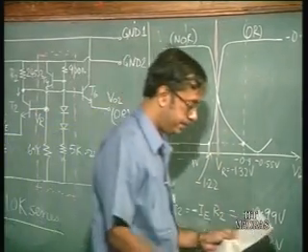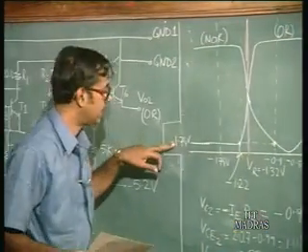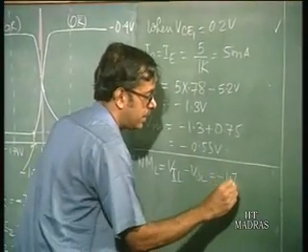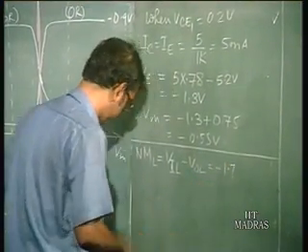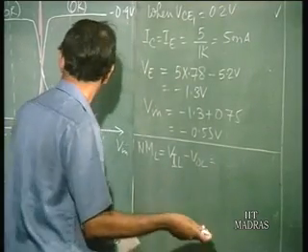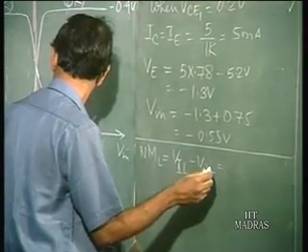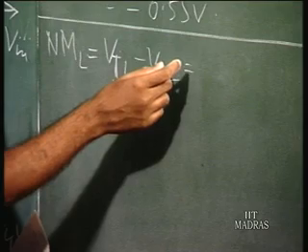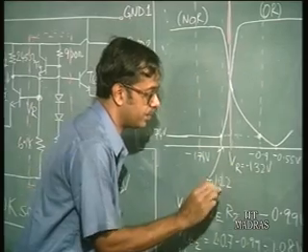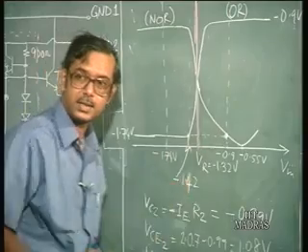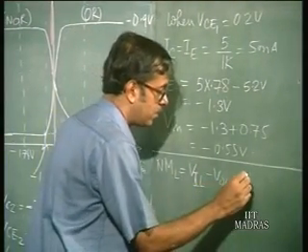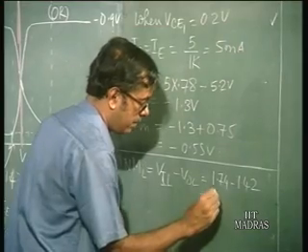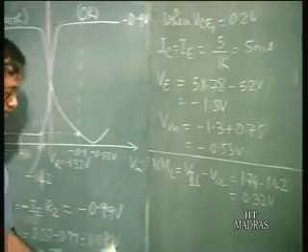So, anyway, VOL, the output low, is minus 1.74. Sorry, this is minus 1.42, and the other side would be minus 1.22. So, this is going to be 1.74 minus 1.42. So, this is 0.32.